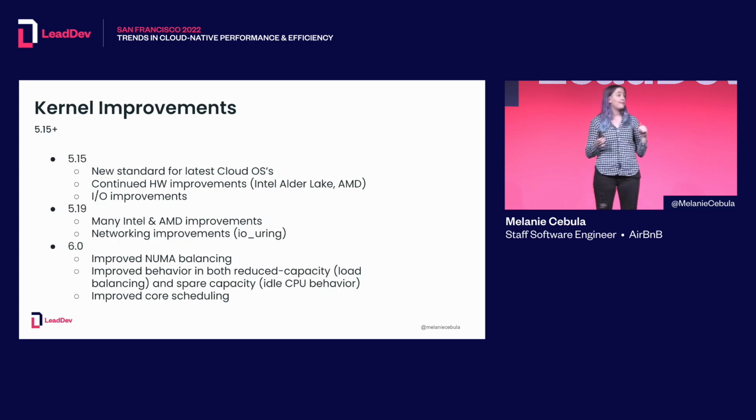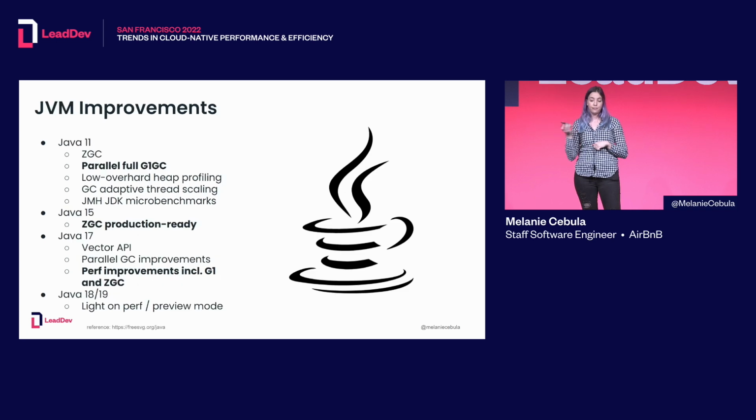Okay, bring it up to the newer kernel versions. So 5.15 is the new standard for the latest cloud OSs, with continued hardware and I/O improvements. 5.19 has more hardware and network improvements. 6.0 has improved NUMA balancing and behavior for two different situations. One, reduced capacity with its load balancing behavior, and two, spare capacity with CPU idle behavior. And it also improves core scheduling.